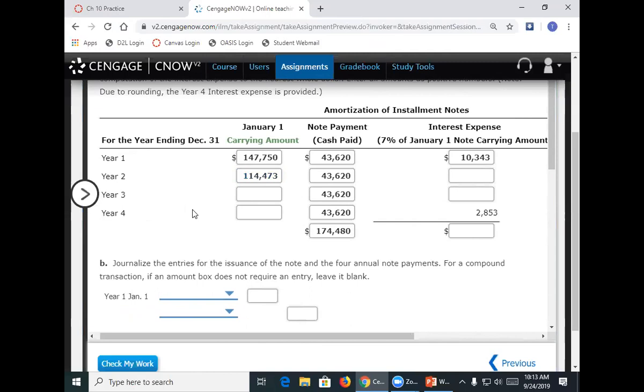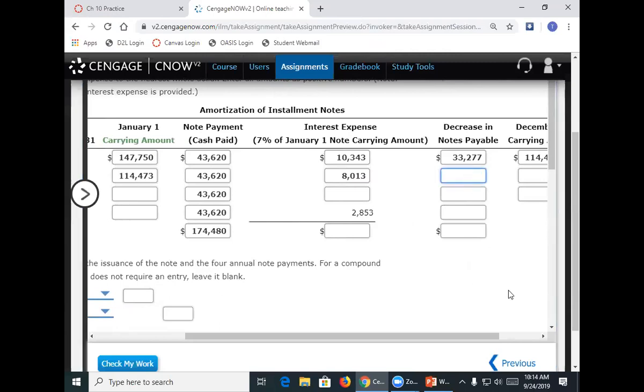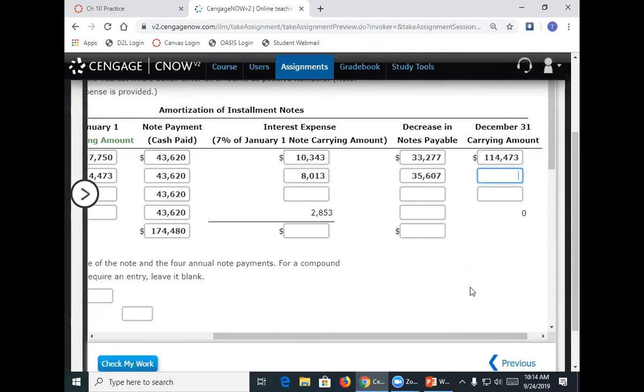So year two, $114,473. Still the same cash payment. What's my year two interest? Very good, $8,013. Again, we just took our new carrying amount, the $114,473 times 7%. Then what's our decrease in notes payable? Very good, $35,607, our cash payment minus the interest. And then we should have a new carrying amount of $78,866.